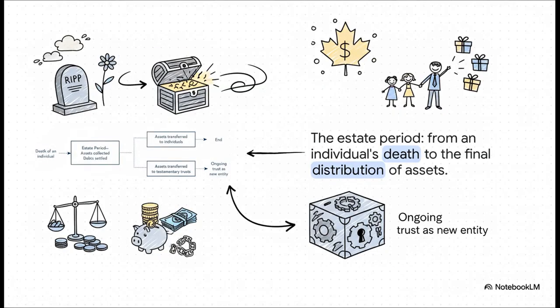An estate is, for tax purposes, the very first trust that's created when an individual dies. As you can see from this flowchart, it acts as a kind of temporary holding entity. During this administrative period, the executor's job is to gather up all the assets, pay off any debts, and then distribute whatever is left over, either directly to the heirs or into new testamentary trusts that will continue on. The whole time, the estate is being taxed as a trust.